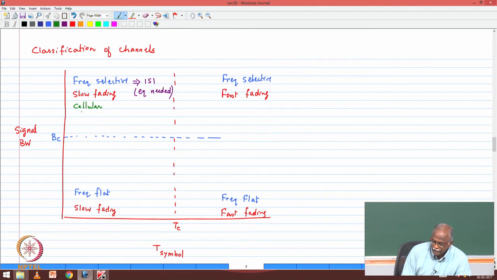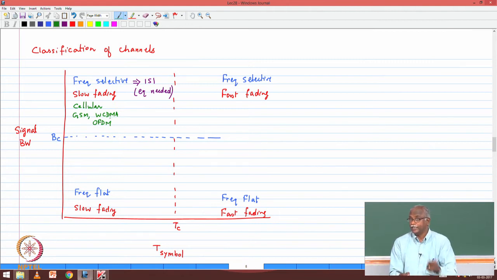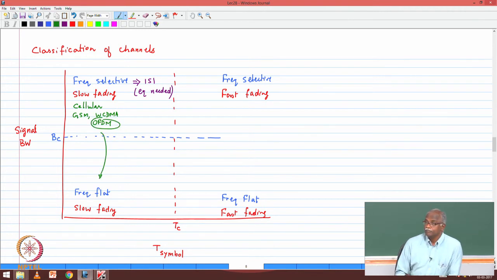Cellular systems, whether it is GSM or wideband CDMA, they are all in this category, and OFDM also will fall into this category if you need equalization. If you don't need equalization, of course, which means that you have created a large number of carriers, then you have avoided equalization in your OFDM system. So OFDM could either be here or it could be here. That means experiencing slow fading, frequency flat, and therefore the receiver is very simple.